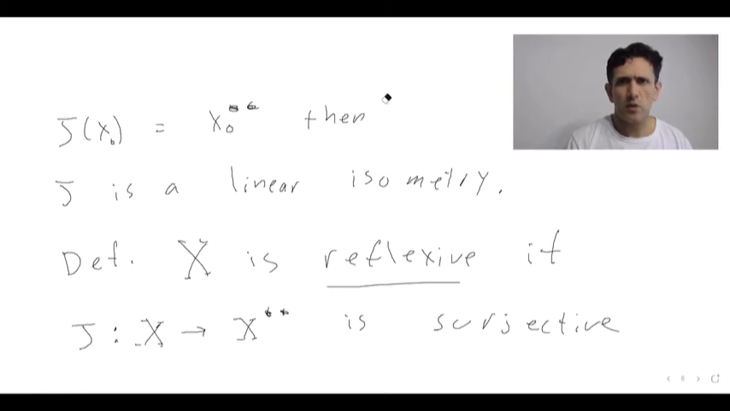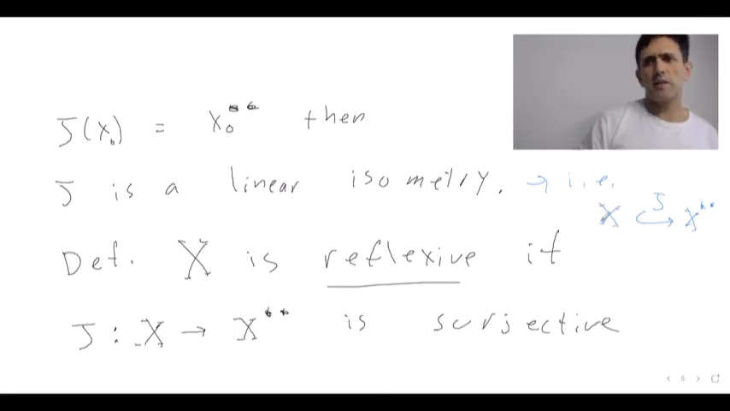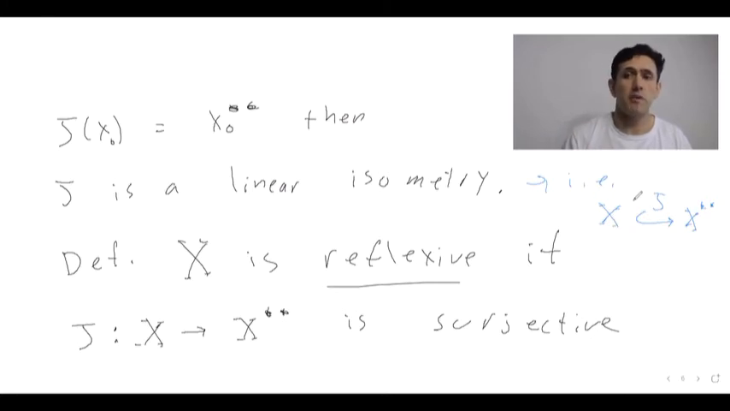So what also is maybe a little more accurate is that this is saying X embeds via this J map into X star star. In particular, J of X is an isometric copy of X, a linear isometric copy of X in X star star. So in some sense, X kind of lives in X star star. It's just intuitive. Some people say that, so just be aware of that.